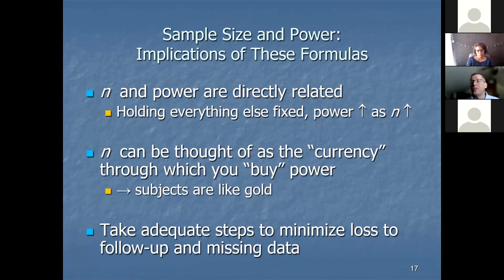Okay, so what are the implications? What can I take away from those formulas if I don't actually want to do the math? Well, first of all, sample size and power are directly related. As one goes up, so will the other. In order to get more power, I need more sample size. So sample size can be thought of as your currency so that you can buy more power. And this is really emphasizing the importance of those participants. We want to make sure that we are treating them as a valuable commodity. We want to minimize loss to follow-up and minimize missing data.